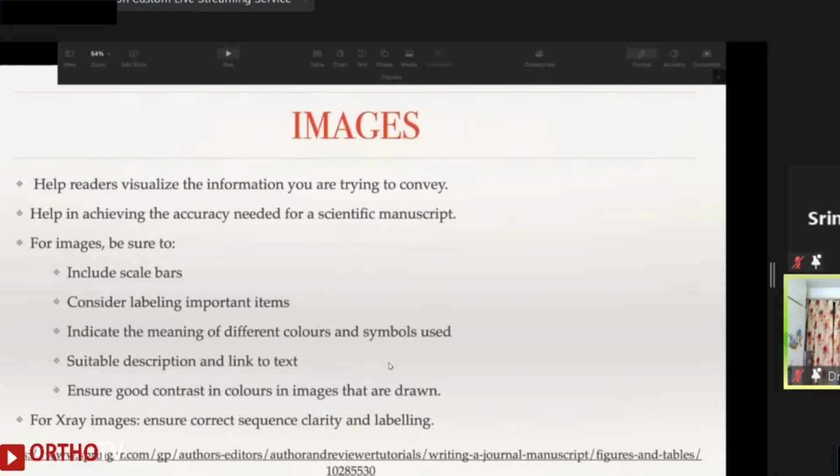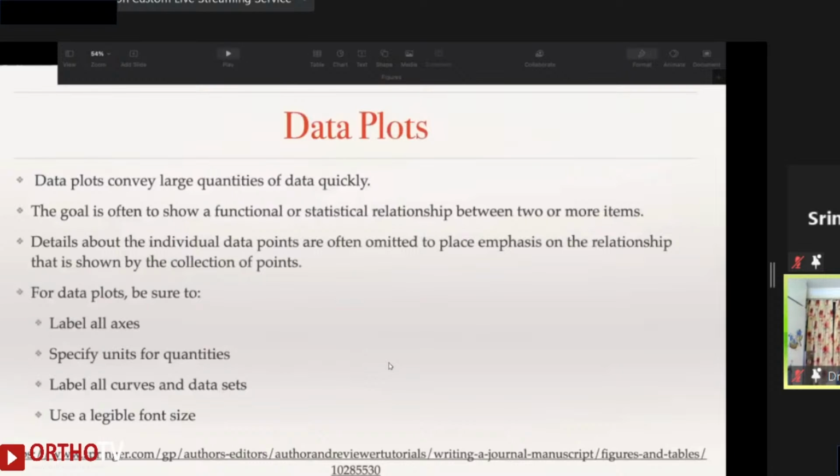Now, images typically help the readers visualize the information that you are trying to convey. And it's very necessary for the accuracy of a scientific manuscript. So include scale bars, label important items, indicate the meanings of different colors and symbols used, give a suitable description and link to the text, and ensure good contrast in the colors in the images that are drawn. So don't use colors which are not contrasting very well. It doesn't help. For X-ray images, especially, most of the journals will allow you to upload them in a sequence, but you must ensure correct sequence, clarity, and labeling.